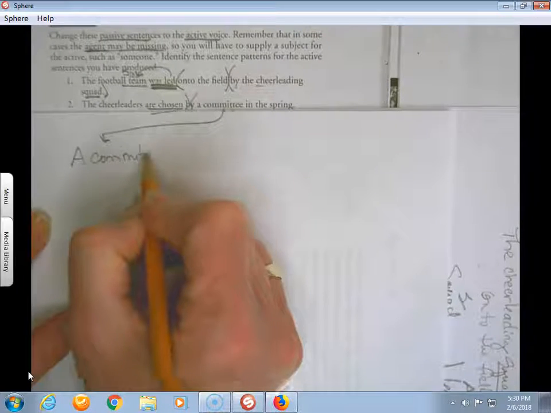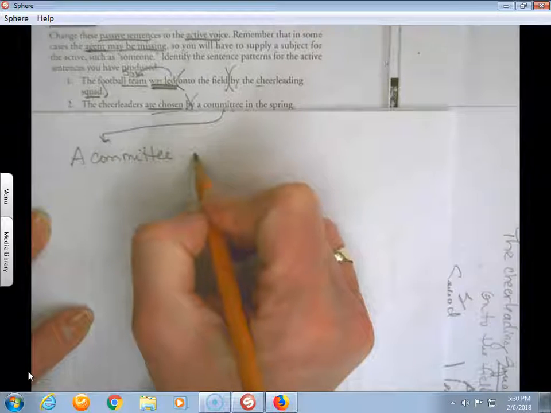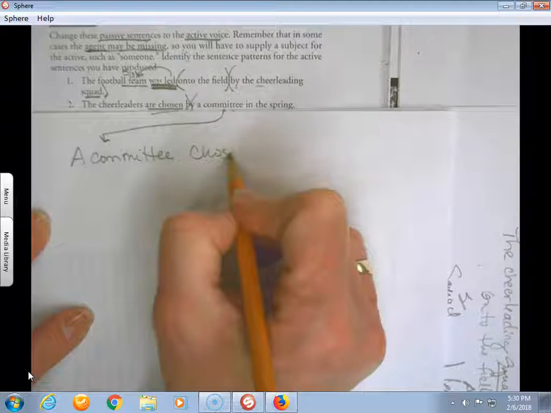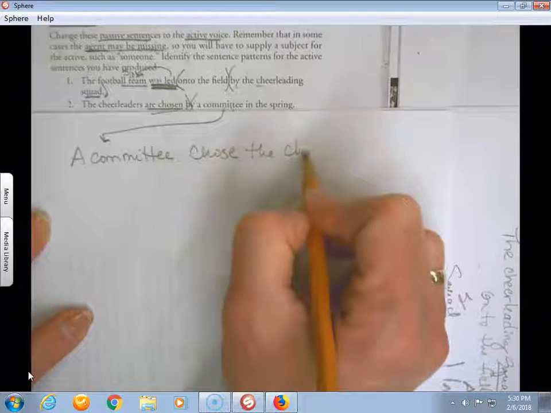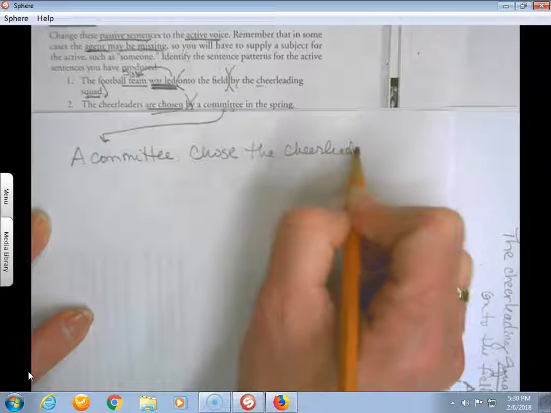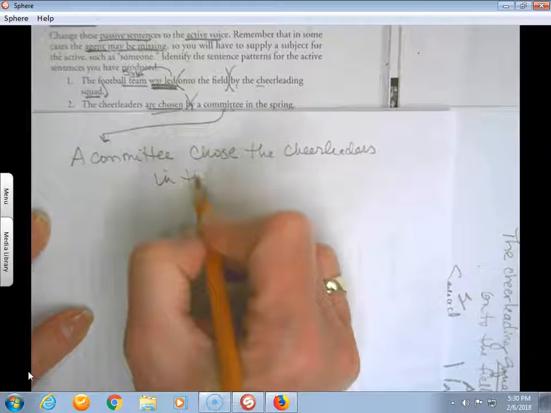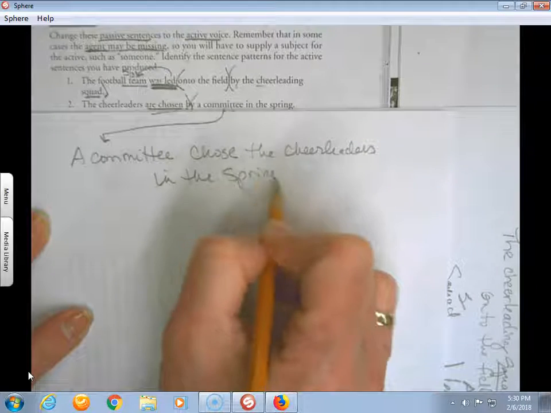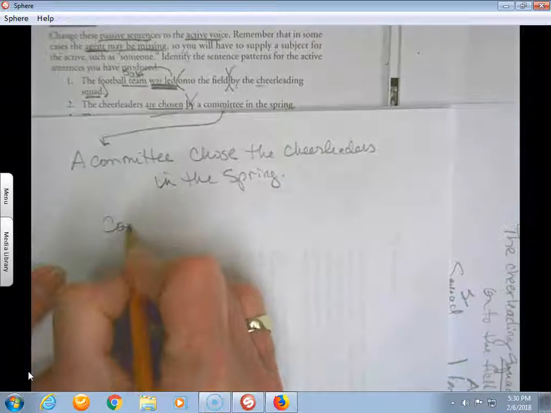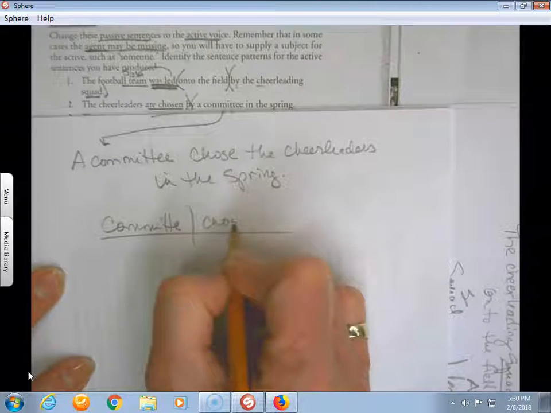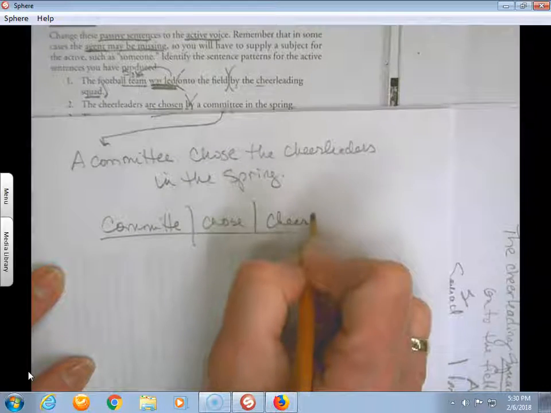A committee chose the cheerleaders in the spring. And that's a nice, straightforward sentence. Committee chose cheerleaders.